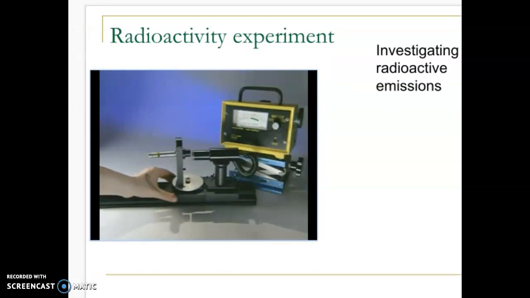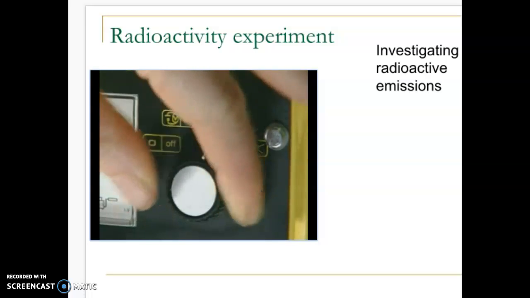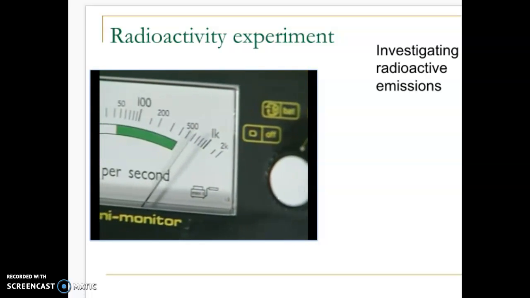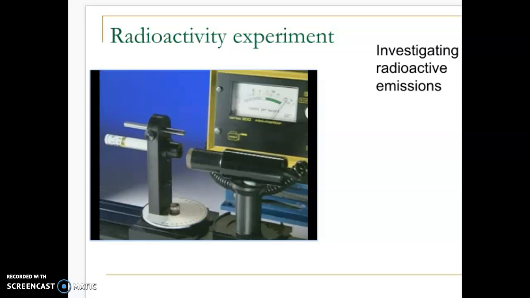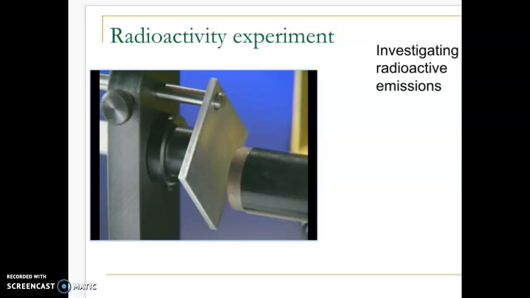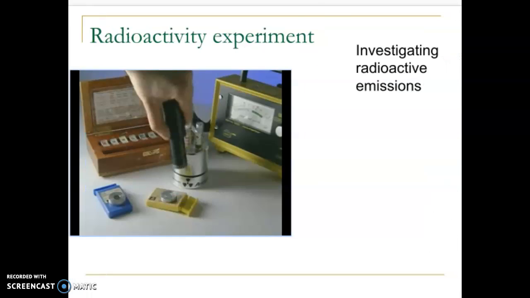Beta source. It emits only beta radiation. The count rate is over 600 per second. Place a piece of paper in its path and the count rate falls only slightly. Some of the beta radiation has stopped, but most travels through. Replace the paper with a denser material and the count rate drops much further. Beta radiation is absorbed by a thin aluminium sheet.